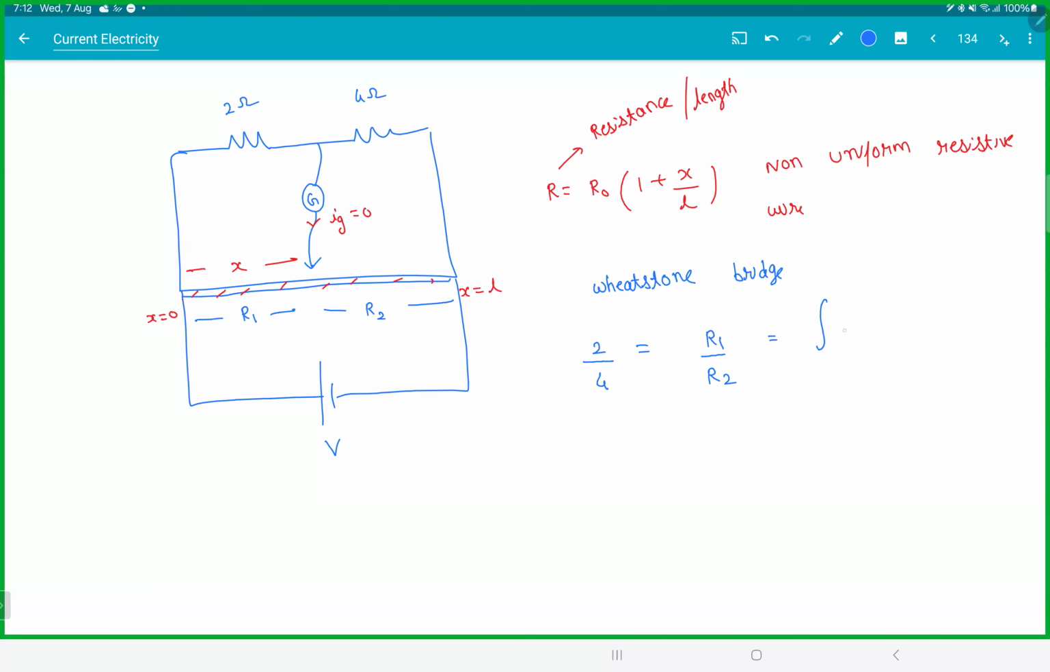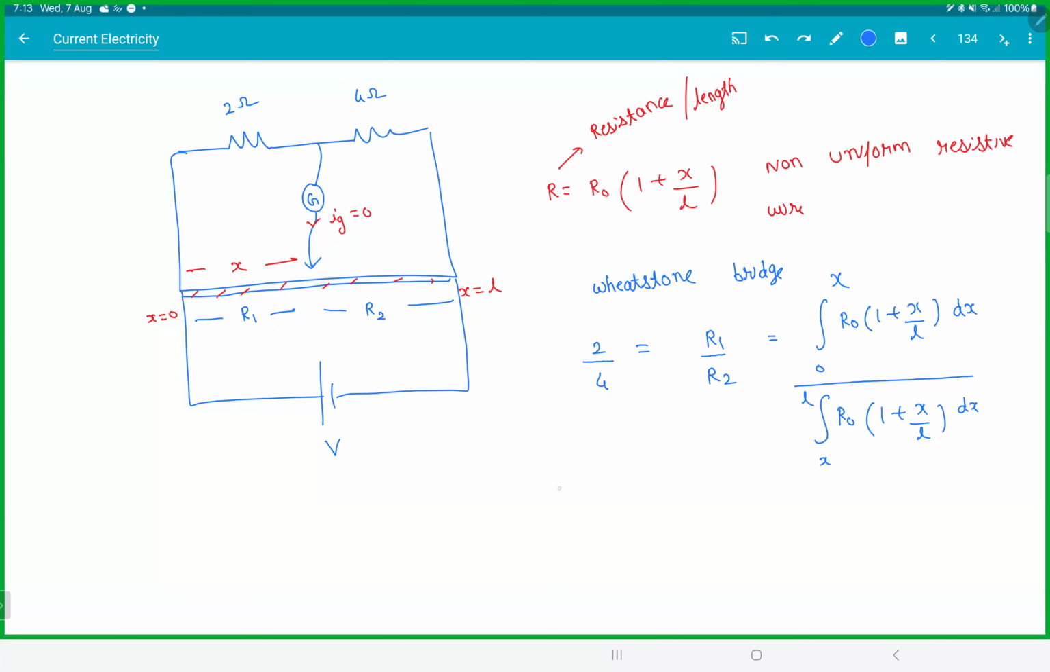So R1 is nothing but the integral of R0 into 1 plus x by L into dx. Limits will go from 0 to x. R2 will be the integral of R0 into 1 plus x by L. Limits will go from x to L. Make sense? Isn't it? So all this resistance and all this resistance, the ratio should be 2:4.